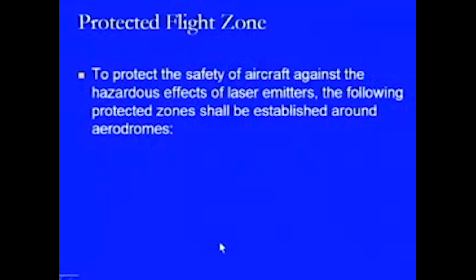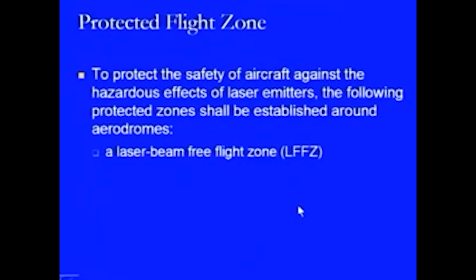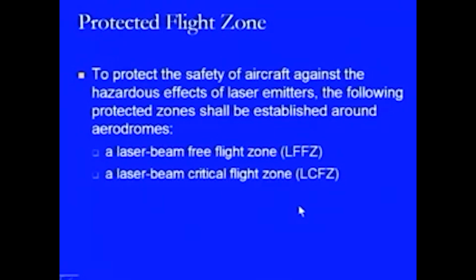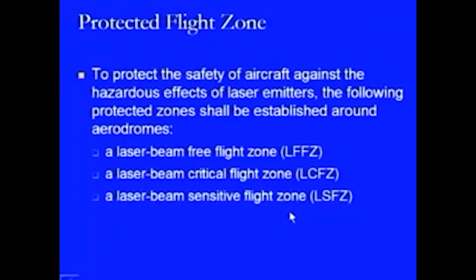Then there is another type of lighting which defines the protected flight zone lighting. This is used to protect the safety of aircraft against the hazardous effects of laser emitters, and these protected zones shall be established around all the aerodromes. This is done in the form of a laser beam free flight zone, that is LFFZ, a laser beam critical flight zone, termed LCFZ, and a laser beam sensitive flight zone, that is LSFZ.